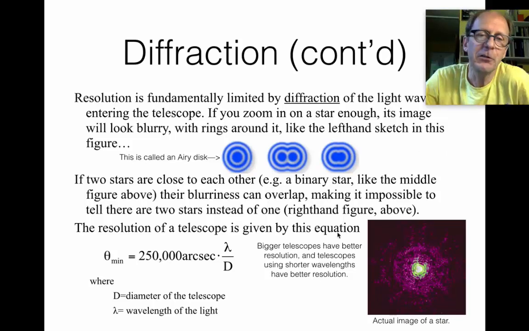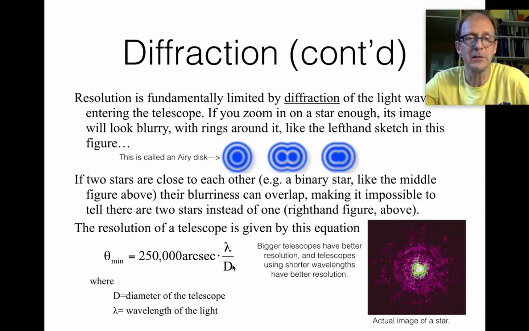The resolution of a telescope can be calculated with this equation right here, that theta min, the smallest angle that can be perceived, is about 250,000 arcseconds times the ratio of the wavelength of the light divided by the diameter of the telescope. What this tells you is that larger diameter telescopes, because it's on the bottom of the fraction, give you better resolution. Remember, a small number is better. So bigger D gives you a smaller theta, and that's good. And shorter wavelengths produce smaller theta, a better resolution.